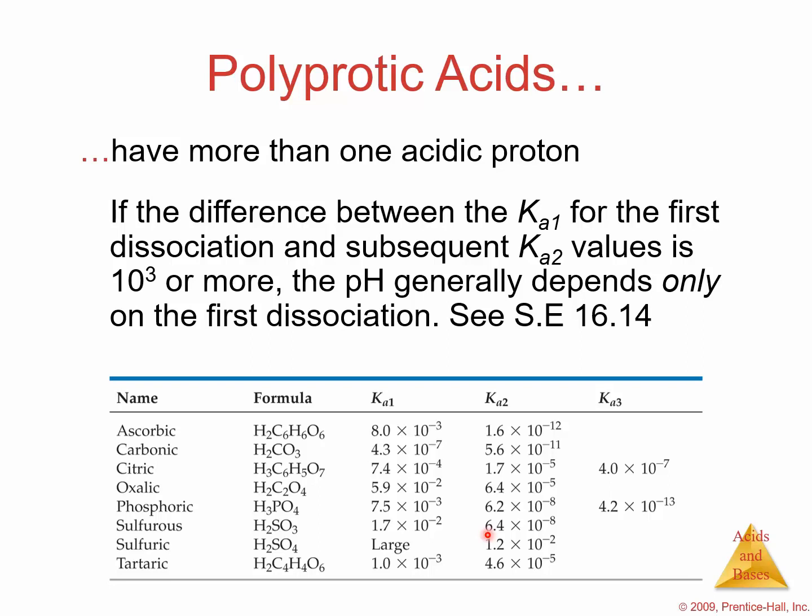The acid dissociation constants for a few common polyprotic acids are listed in Table 16.3, and Appendix D provides a more complete list. The structures for ascorbic and citric acid are shown in the margin. Note that the Ka values for successive losses of protons from these acids usually differ by a factor of at least 10^3.